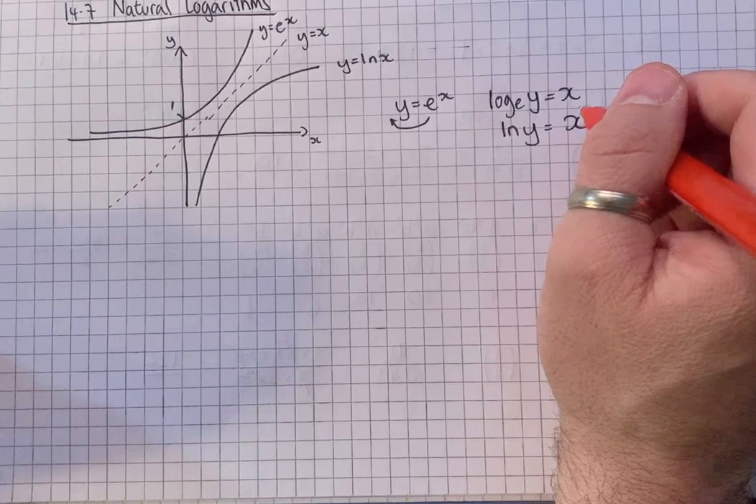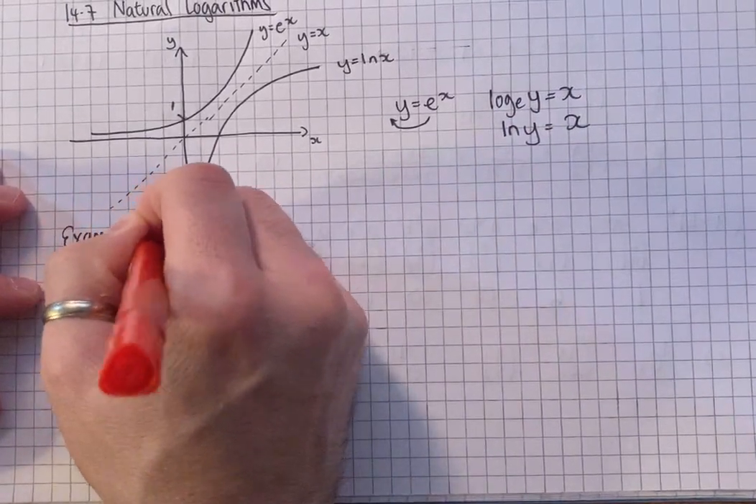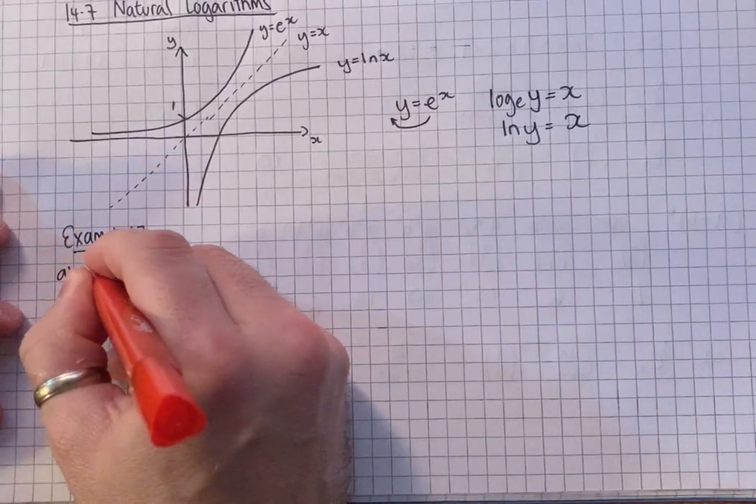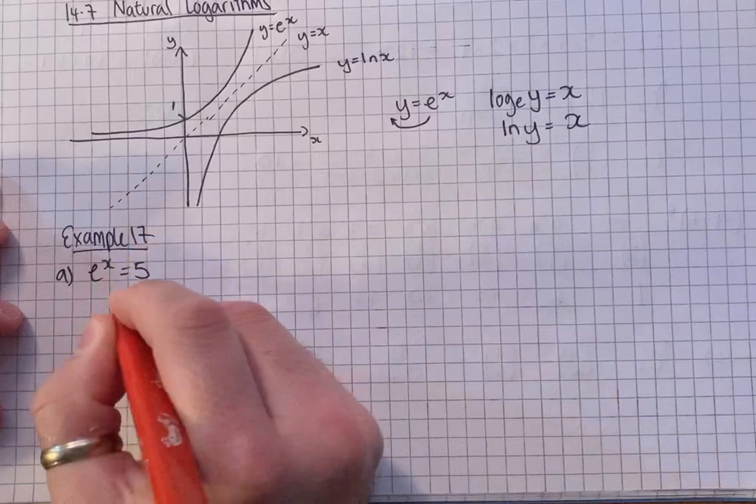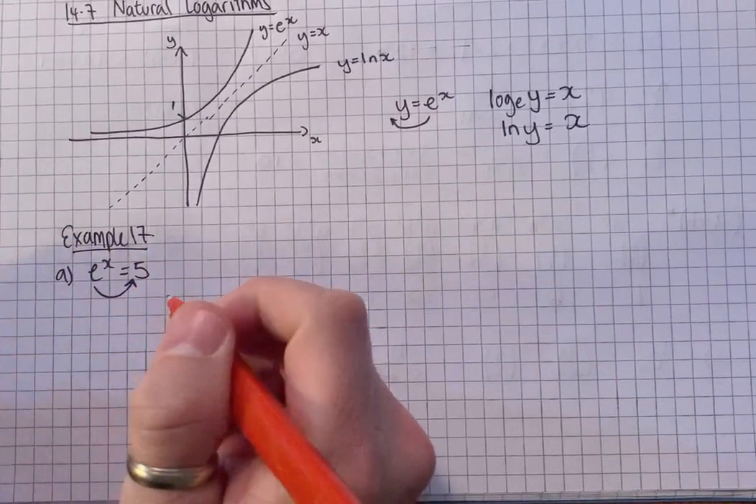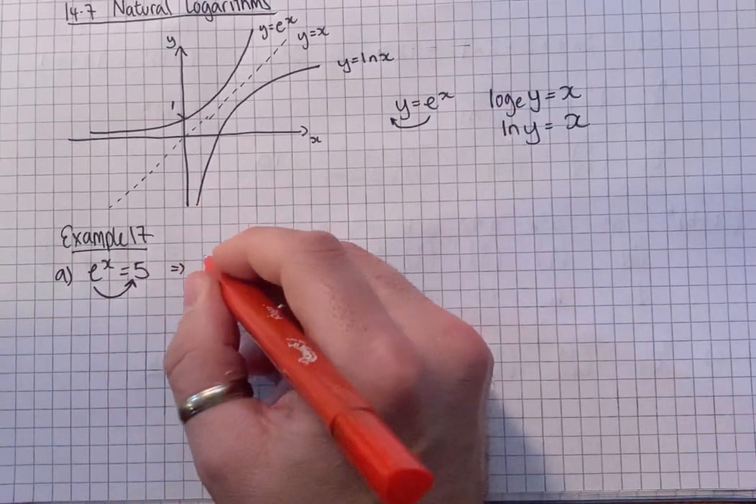So let's look at some examples then. Example 17. Solve e to the x equals 5. So very simply, e to the power of moves over and becomes log to the base e, which is ln.